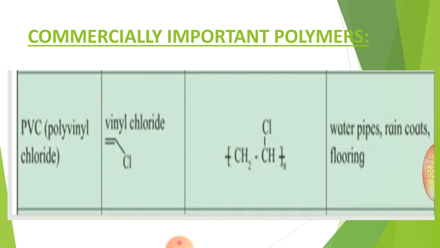What is its application? It is used in the preparation of water pipes, raincoats, and flooring articles. In this chapter, we have studied the preparation of Buna-N and PVC, how these monomers undergo the polymerization process and give the respective polymers, and their applications in detail.